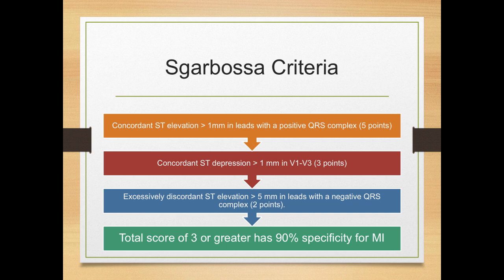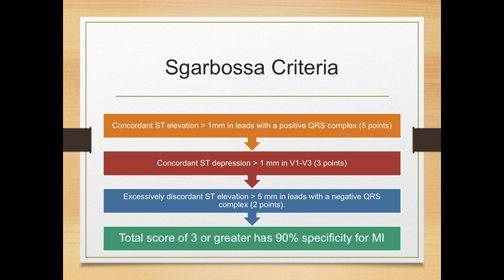So concordant ST depression. I've got V1 through V3, my QRS complexes in a left bundle branch block should be negative, will be negative. But we should have discordant T waves, so the T wave should be upright. But here we have negative concordant T waves with depression greater than 1 millimeter. That's weird. So if you see something weird, that's a sign. Your third one, it's 2 points.